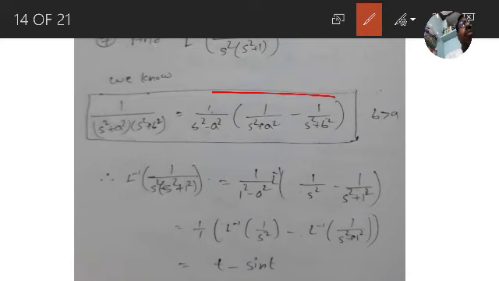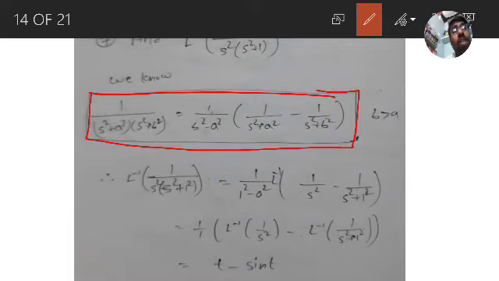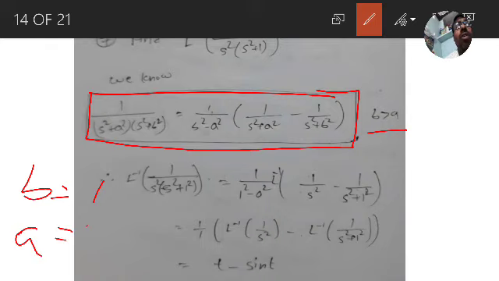So apply the formula: 1 by s square plus a square into s square plus b square is 1 by b square minus a square into 1 by s square plus a square minus 1 by s square plus b square, where b is greater than a. So what are a and b here? b is equal to 1 and a is equal to 0. Substitute b equal to 1 and a equal to 0 here. 1 square minus 0 square means 1. So we get 1 by s square minus 1 by s square plus 1 whole square.